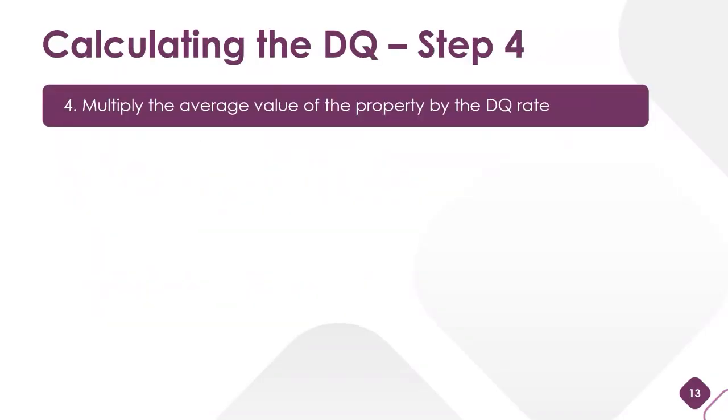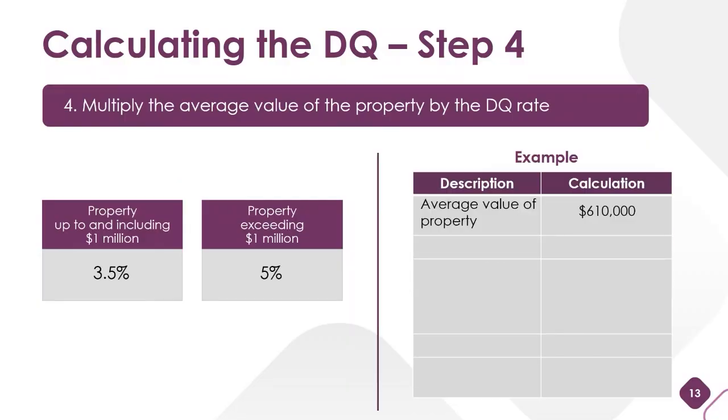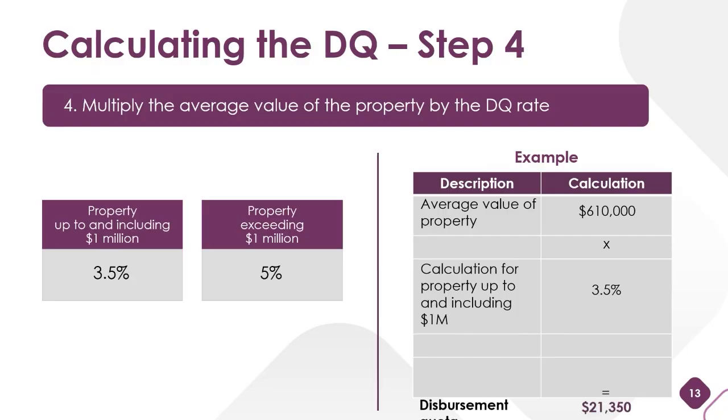Step 4, multiply the average value of the property by 3.5% for property up to and including $1 million, and 5% for property exceeding $1 million. So the average value of the property in our example is $610,000. Since that is below $1 million, we multiply it by 3.5%. That gives us $21,350. So that would be the disbursement quota. And you would add this amount to line 820 and 840 in Schedule 8.